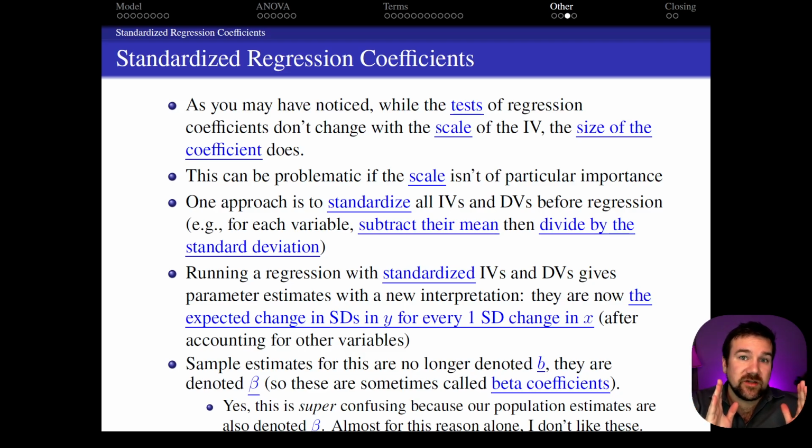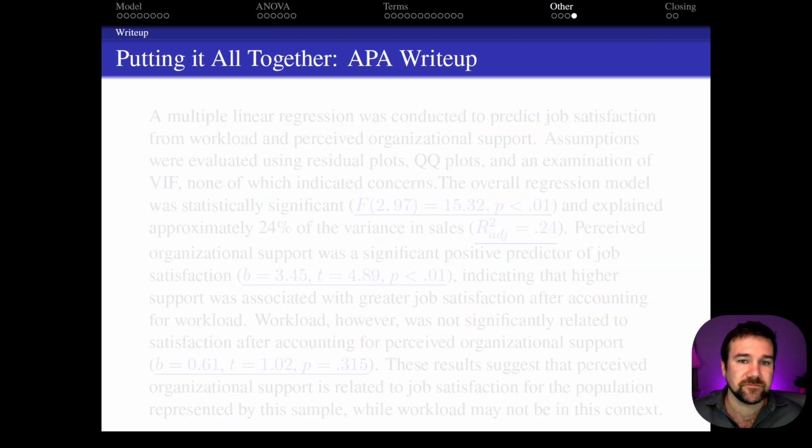Again, the new interpretation is, for a standard deviation increase in the independent variable, what's the expected change in the outcome variable? And if we standardize the outcome variable too, it's, for a standard deviation increase in the independent variable, how many standard deviations does the outcome variable change? And again, for 2 independent variables on 2 scales, it's nice to look at standard deviation increases because that makes them more comparable than they originally were.